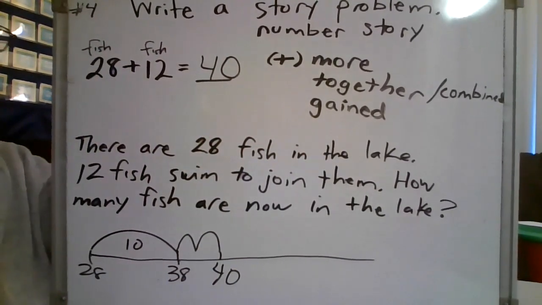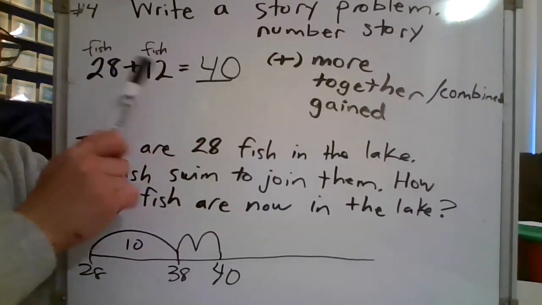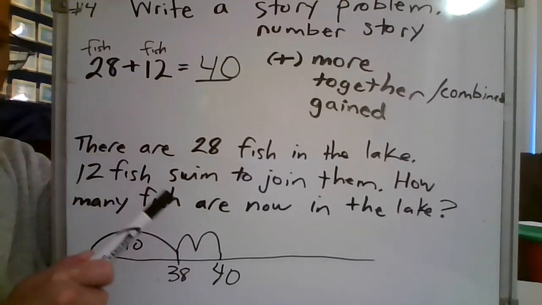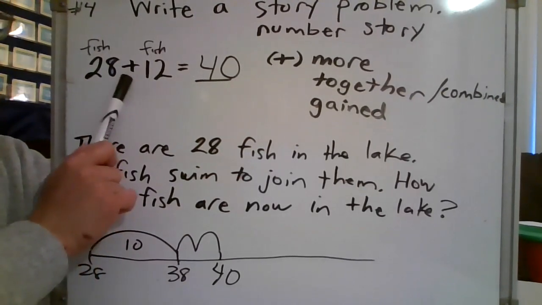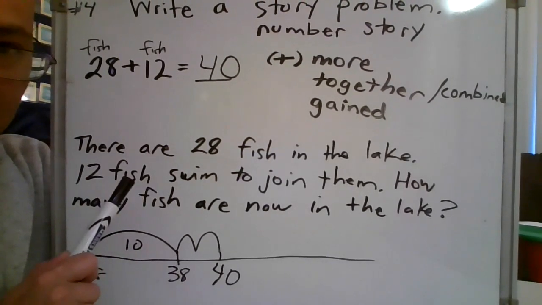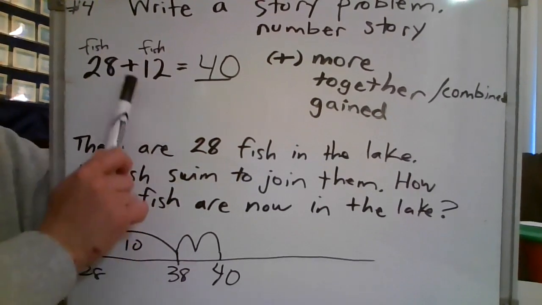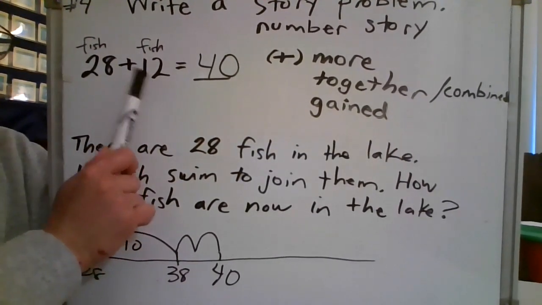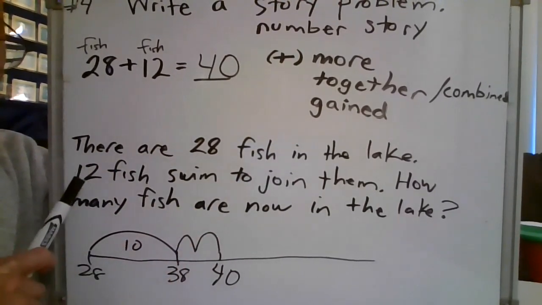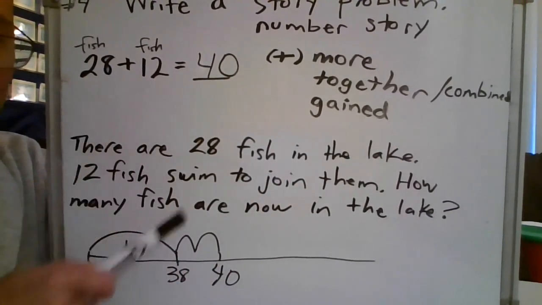Now I want to confirm and verify all of my variables are in the story. My equation was 28 plus 12. Do I have the number 28? Yes. Do I have the number 12? Yes. Now the tricky part is here. There's an addition part, which means I have to include how the number either increased or decreased. Well, it says my number increased by 12. That's how my number increased. There are 28 fish in the lake, and it increased when 12 fish swam to join them. 28 plus 12 is 40.